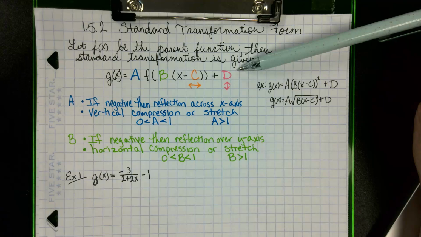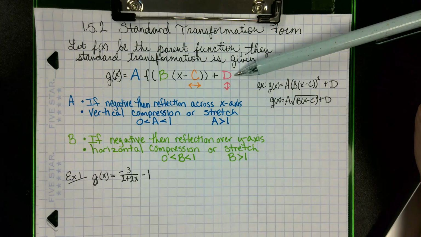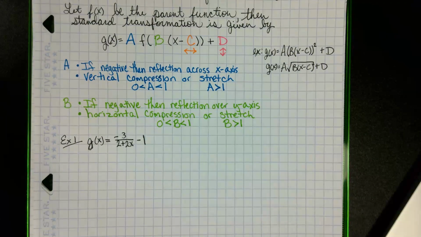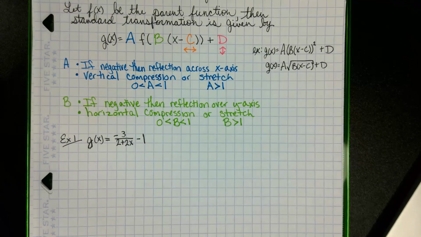And then if your plus or minus is on the very outside of the function, it's your d value, and it is a vertical shift, so you shift up or shift down, and it looks just like what would be expected. All right, and then I'm just going to give you 3 examples. G of x equals negative 3 over 2 plus 2x and then minus 1. So the instructions for this would be to get the function into standard transformation form, name the parent function, and list the transformations. All right, so the first thing I want to do is get this into standard transformation form.